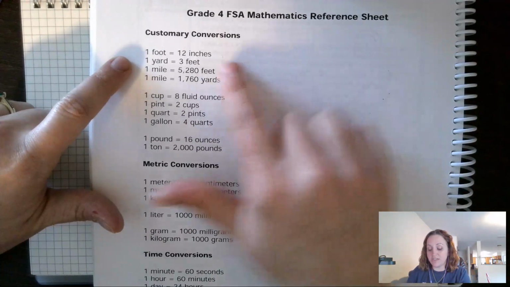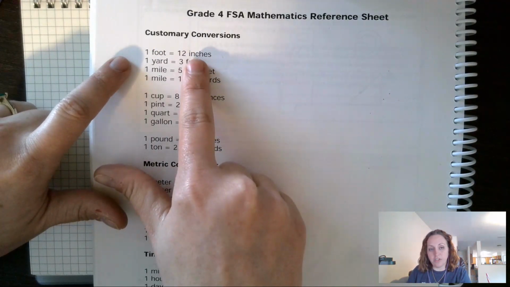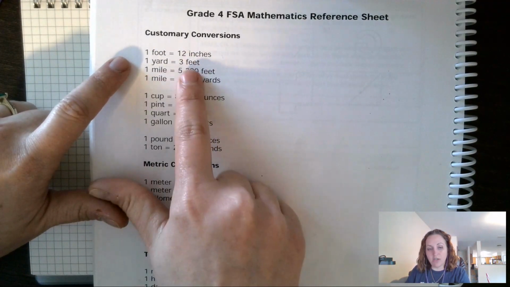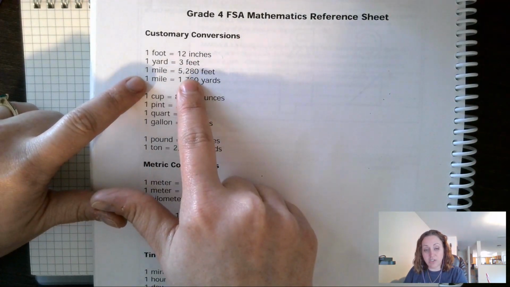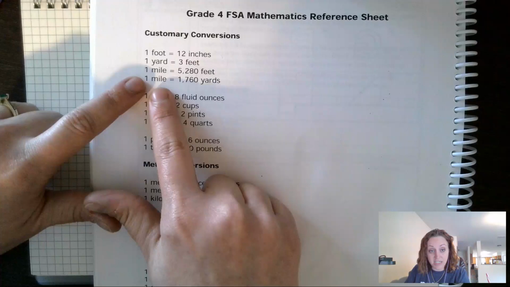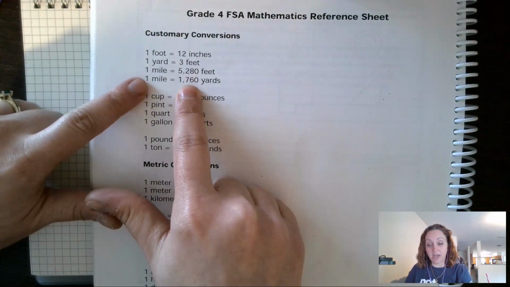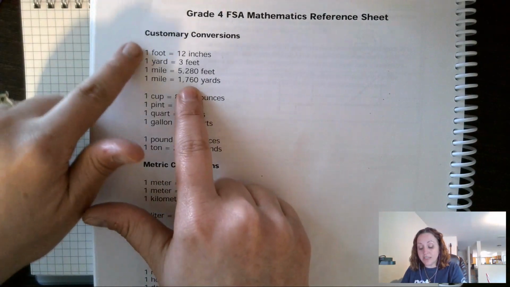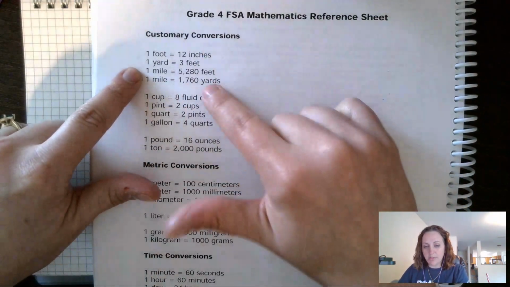Customary measures of distance. So we can see on here, 1 foot is equal to 12 inches. 1 yard is equal to 3 feet. 1 mile is the same thing as 5,280 feet, and it's also the same thing as 1,760 yards, okay? So you can notice that these measurements on the left-hand side of the chart are bigger than the measurements on the right, right?